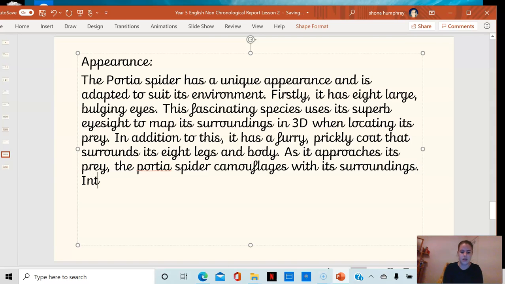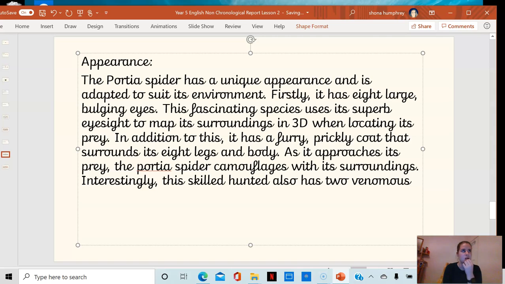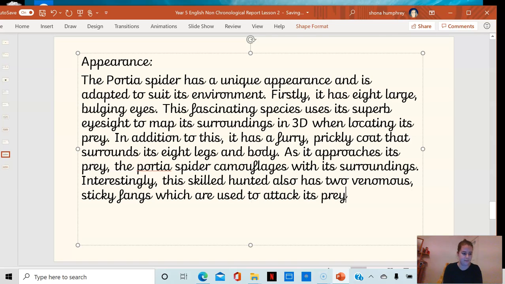Okay, now interestingly, I'm going to add another fronted adverbial on here. Now I want to describe the Portia spider, but I want to describe it in a different way so I'm not repeating myself. "This skilled hunter also has 2 venomous," now if I go back and think about venomous, I can get an expanded noun phrase, so I need a comma in here. "Sticky fangs, which" — so I've got my relative pronoun in here if you can remember these — "which are used to attack its prey."